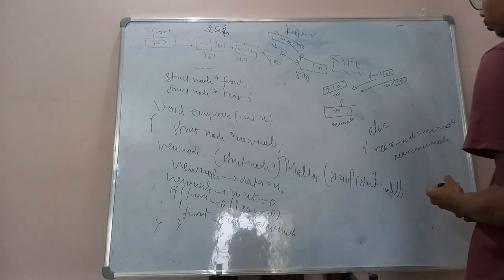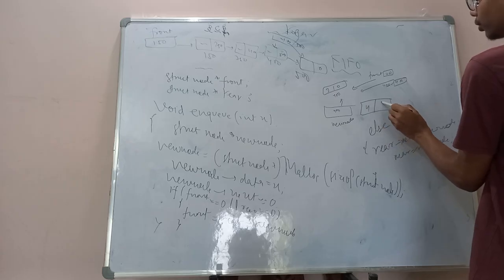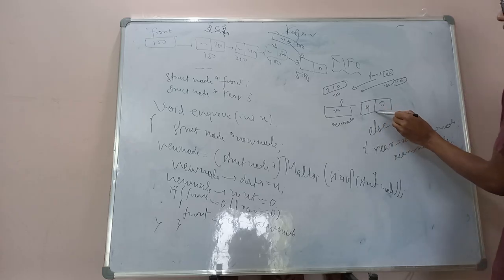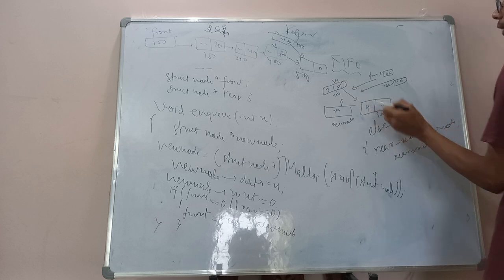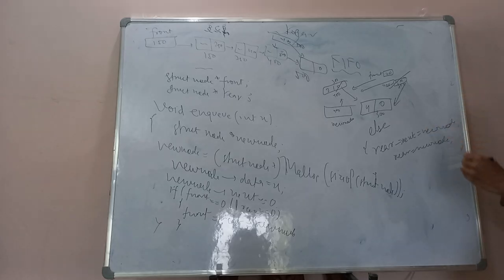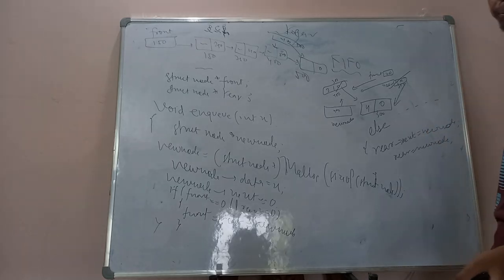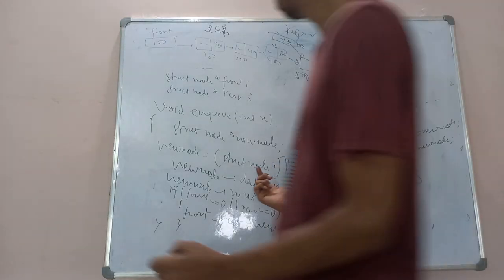So what happened now? A new node is created. Suppose this is 400, and this is 300. So here 300 is stored, and this is pointing toward here, and at rear 300 is stored, and this is now pointing here. And this is how my upcoming nodes will be done, right? So this was the code for enqueue, right?